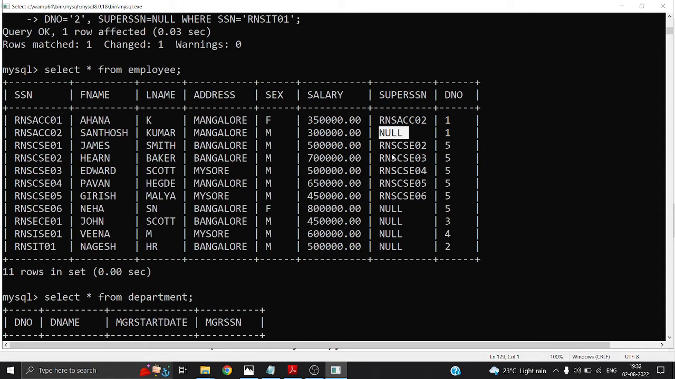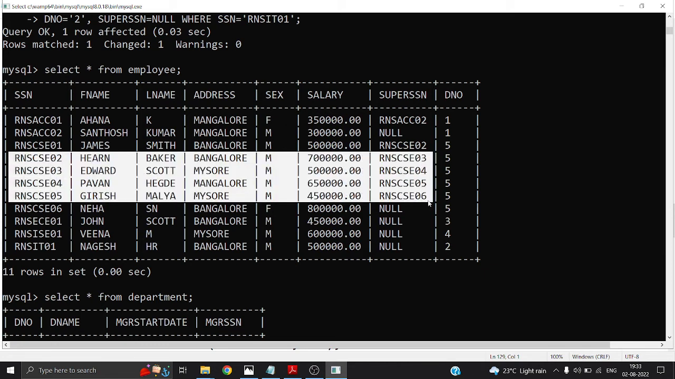Now coming to the remaining employees, CSC, we have different supervisors for every employee. That means RNS CSE, he's going to supervise RNS AC01. This is going to supervise this. This is going to supervise this. Like that, we have added the information for every employee and respective supervisor.